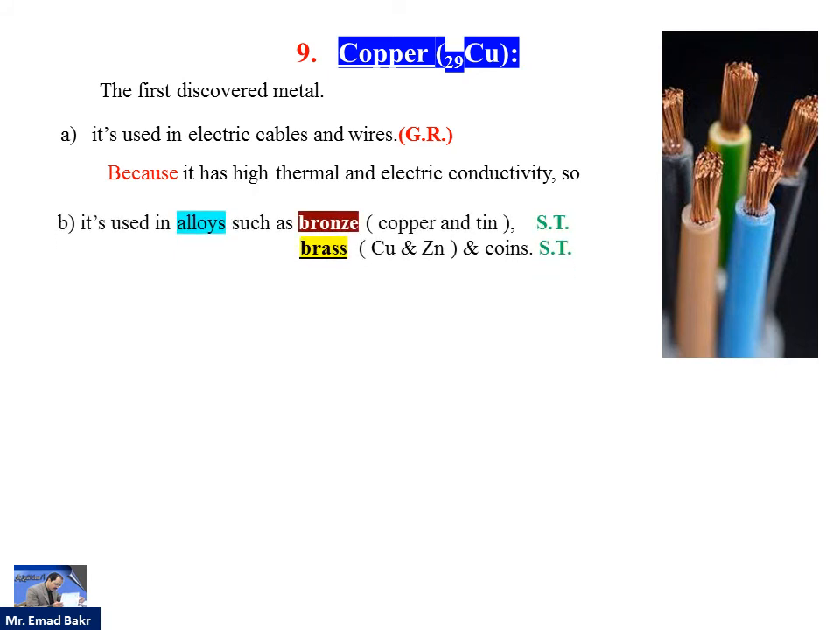It's used in alloys such as bronze, which is copper and tin, and brass, copper and zinc, and the coins. Copper and zinc alloy is called brass. Copper and tin alloy is called bronze.